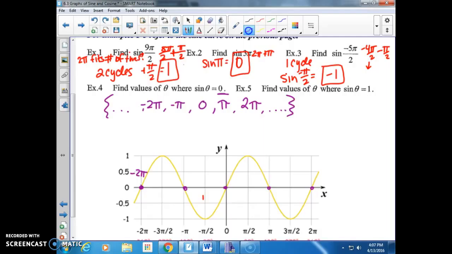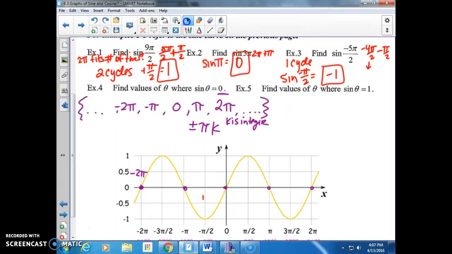So if you look, I would really be taking pi and multiplying it, so it'd be plus or minus pi times k, where k is an integer. And I actually wrote too far over, so I'm going to slide this. Sorry if I messed up.